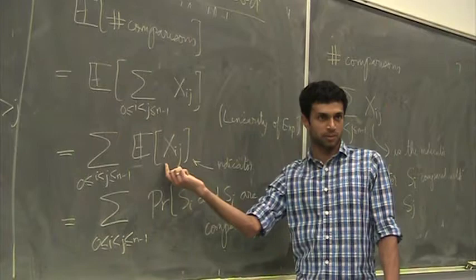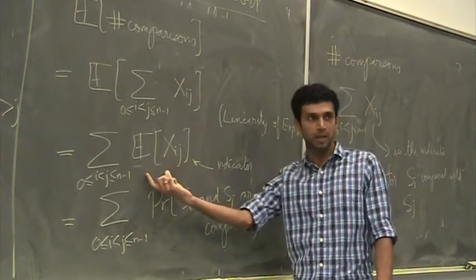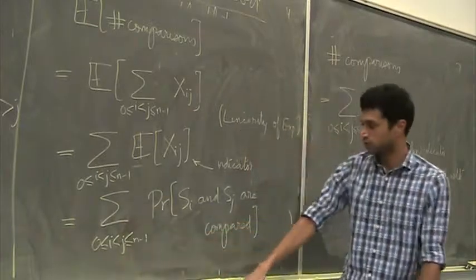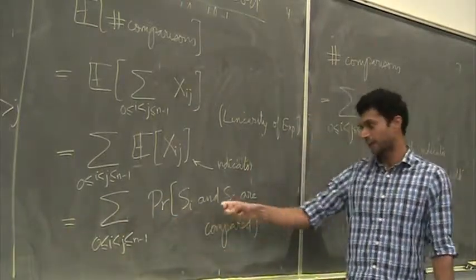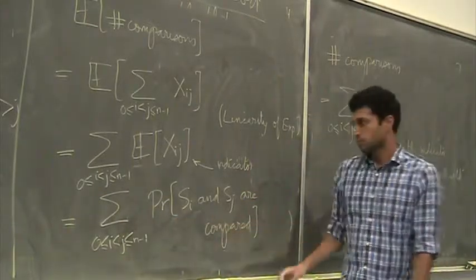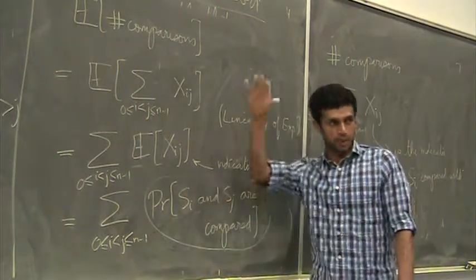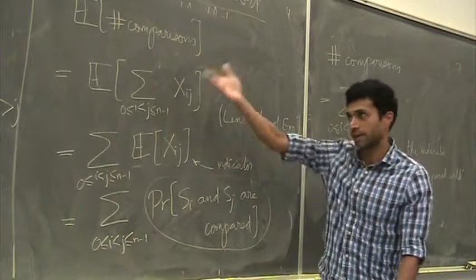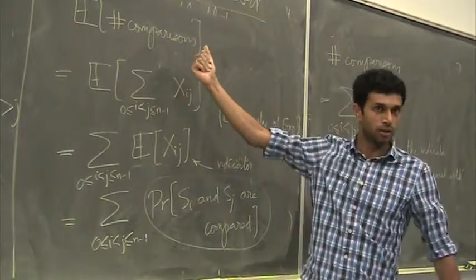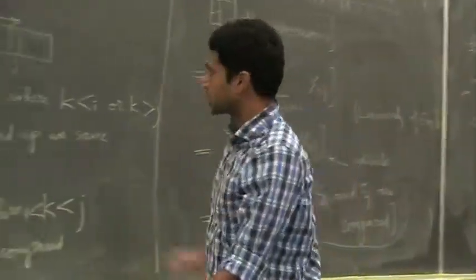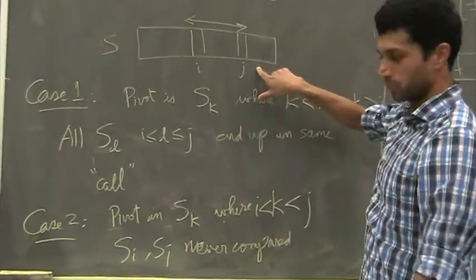This is an indicator random variable, so its expectation is simply the probability of the event being indicated. So this is the sum over i less than j of the probability that si and sj are compared. Now I can try to get some formula for this, plug it back in, and I get a sum, and I get my bound for the expected number of comparisons. So now let's try to understand when si is compared with sj.